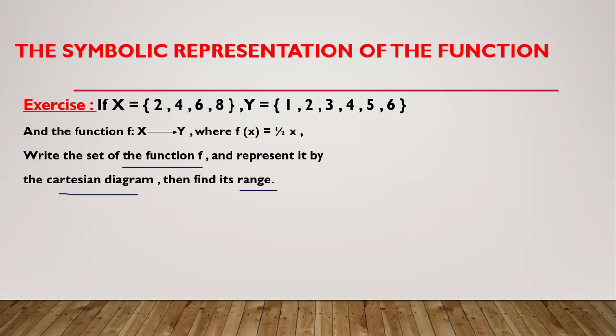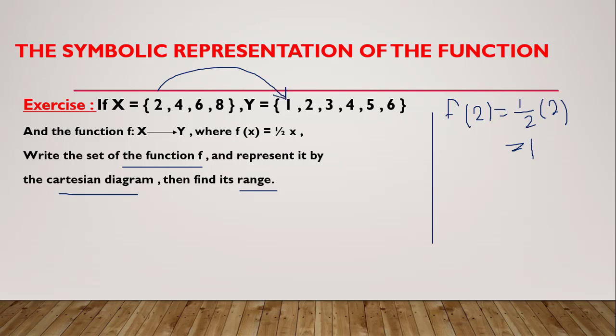Okay, let's begin. Here we have f of x equals half x. Okay, what is f of 2? Let's begin with each element. The first one, f of 2. f of 2 equals half 2. Half times 2, which is 1. So 2 will be related with 1. This is the first ordered pair.